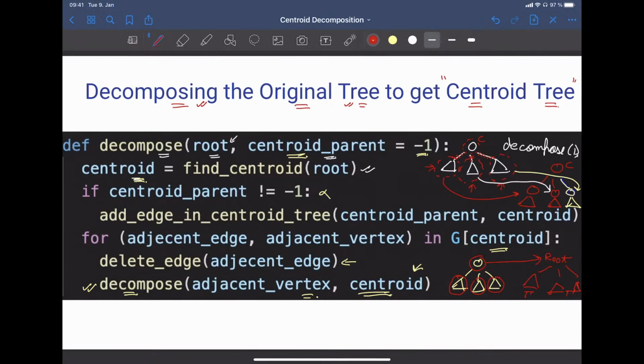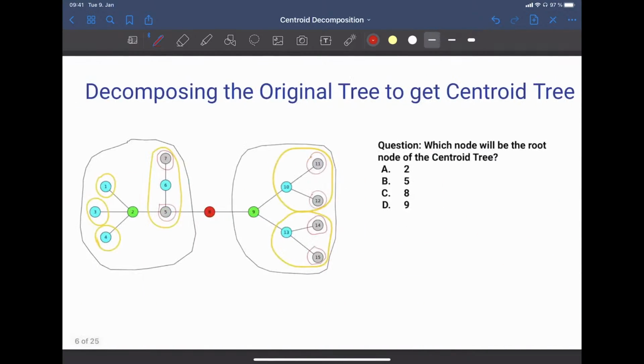Let's take a look at an example, and I think it would be more clearer. You have the same tree given again. This is the original tree which is given to you, and you want to decompose it and build the centroid tree. So the question is: which node from the original tree will become the root node of the centroid tree?